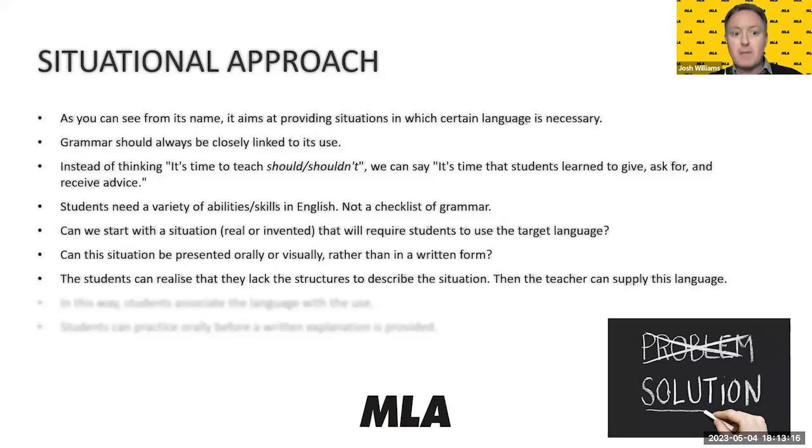Students can realize that they lack the structures to describe the situation. So sometimes what's good is to present what you need them to do, and they realize they don't have the language, and that stimulates them to pay attention, to want to learn that structure. Then the teacher comes along and says, this is how we can do it. This way, it's much better because the students are not thinking about the structure itself.